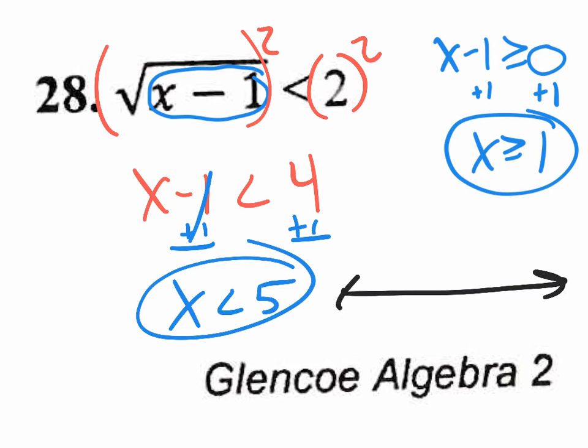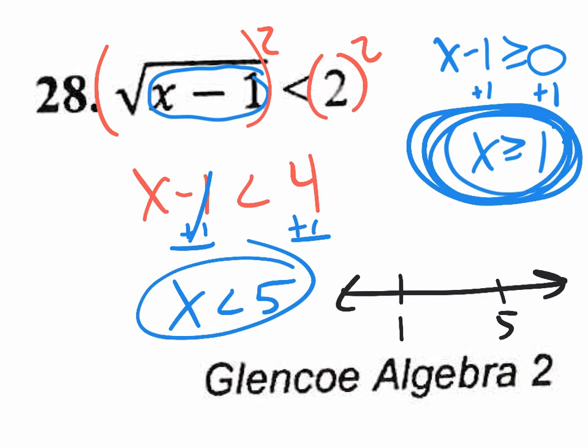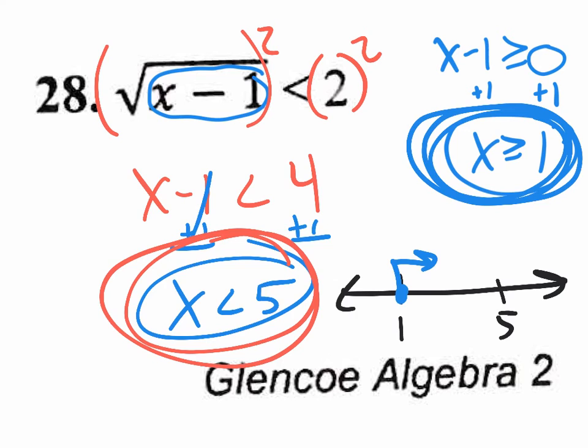Think about a number line so you can test your answers. 1 is here. 5 is over here. This guy says x is greater than or equal to 1, which is that way. This guy says x is less than 5. Open dot, less than is this way. So we need to test this answer that we have here. We're assuming that the answers are in between. So give me a value that's in between.